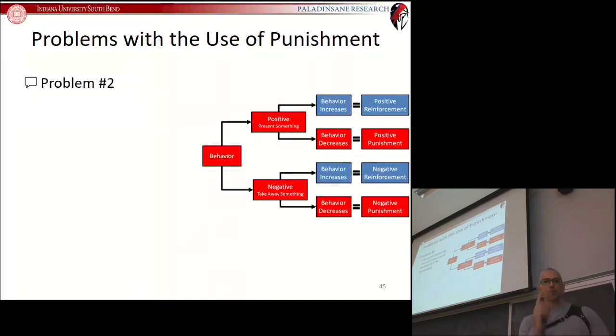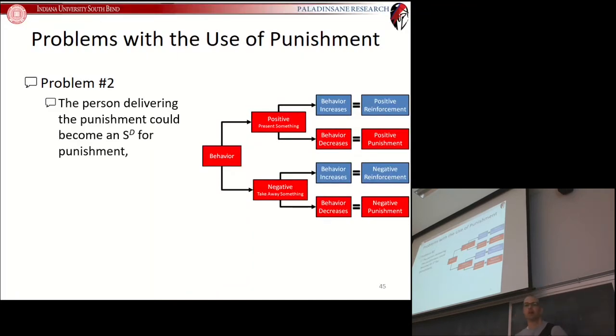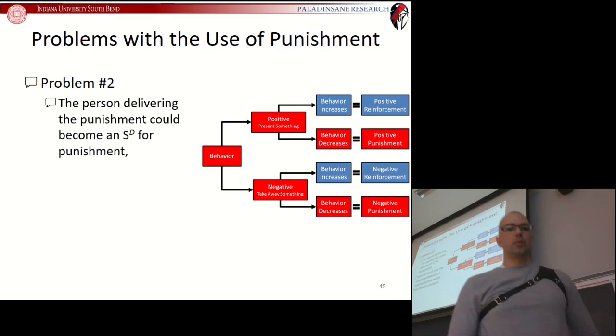Problem number 2, now this is a big one. The person delivering the punishment could become a discriminative stimulus for punishment. So when you're punishing somebody, you typically have to be there. And if you are present when that punishment contingency is put into place, you are the discriminative stimulus for punishment. And children figure this out rather quickly, right? If you have one parent that's more lenient than another parent, they very often figure out which parent they can get away with things for, and the other parent becomes a discriminative stimulus for punishment.